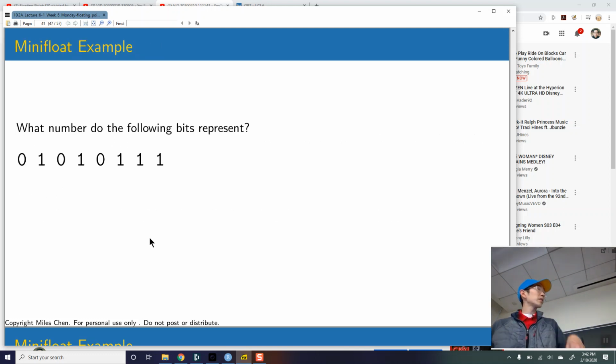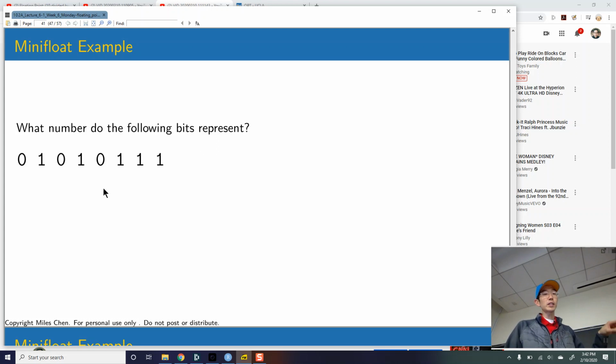So let's take a look at this. I've got 0, 1, 0, 1, 0, 1, 1, 1. All right? And so what number does this represent when we're using our mini float system? Okay? So we're going to break this out into the sign, the exponent, and the mantissa.